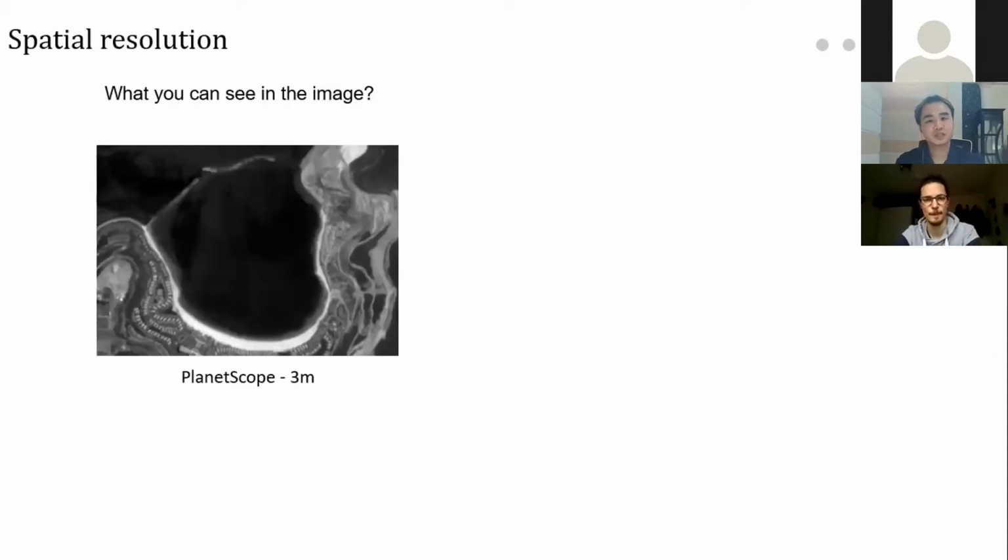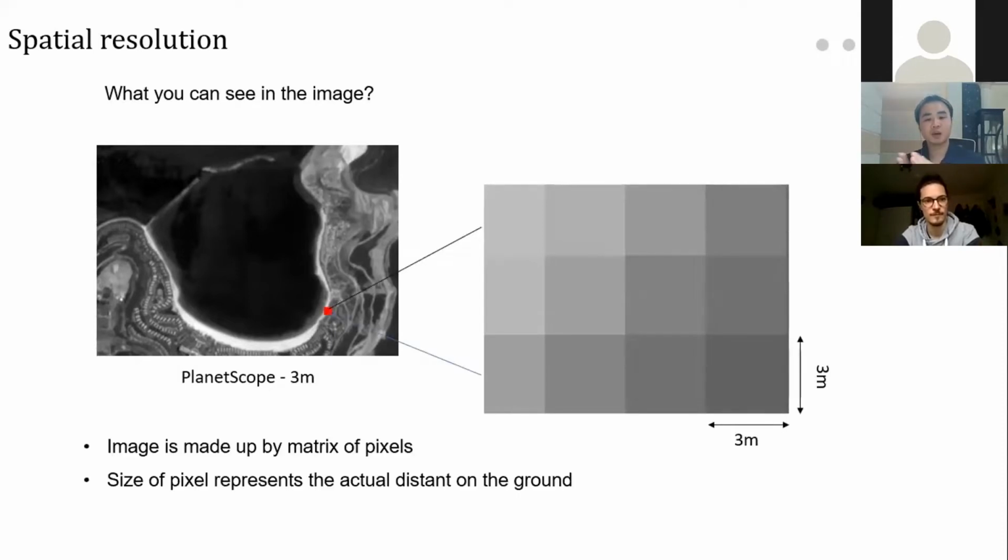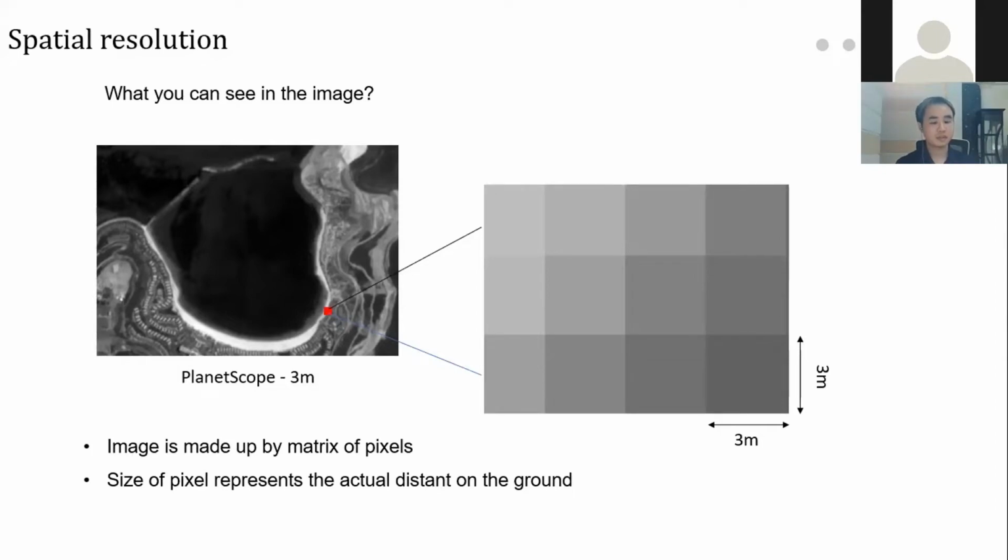First is spatial resolution, which denotes what you can see in the image. For example, here we have PlanetScope at 3 meters. If you zoom in, you see the image is actually made up of a matrix of pixels. The size of each pixel refers to the distance on the ground. So for PlanetScope here, we have a spatial resolution of 3 by 3, which means one pixel covers an area of 3 by 3 meters on the ground. Anything smaller than the pixel won't be detectable in the image.